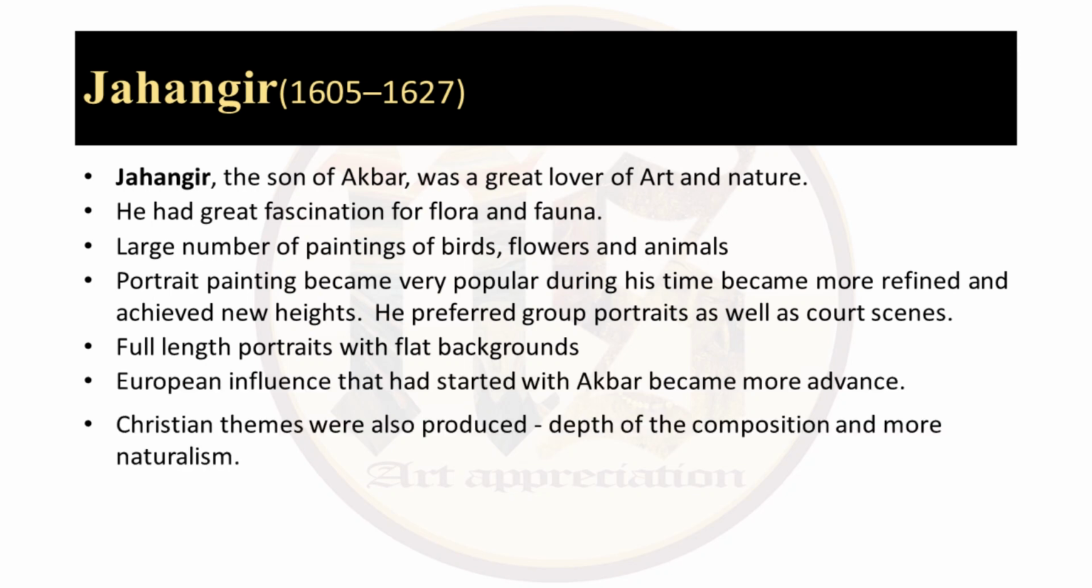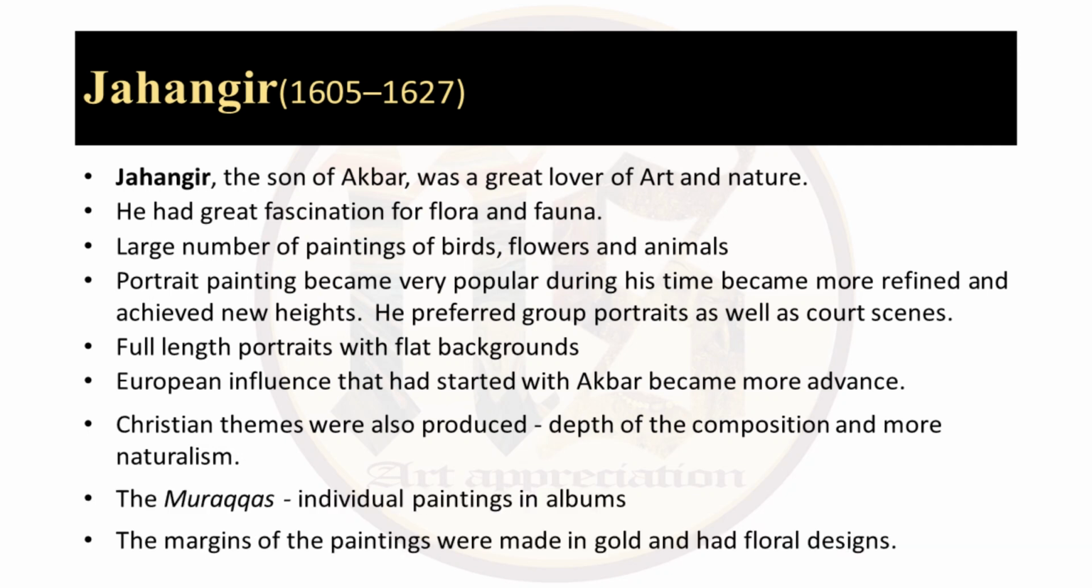The European influence that had started with Akbar became more advanced during Jahangir. The Christian themes were also done, and we see more depth in composition as well as more naturalism. In Jahangir's time, there were murakkas. Murakkas are the individual paintings without any writing. And these paintings had beautiful margins made with gold and a lot of floral designs on them.